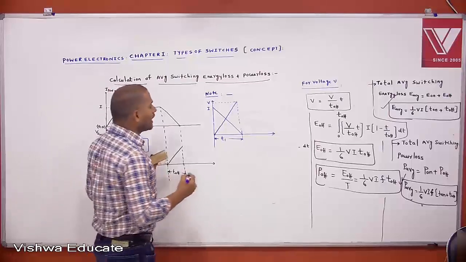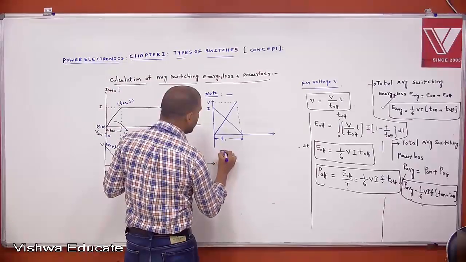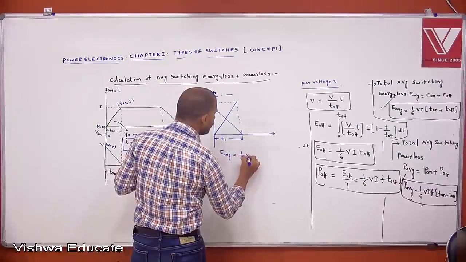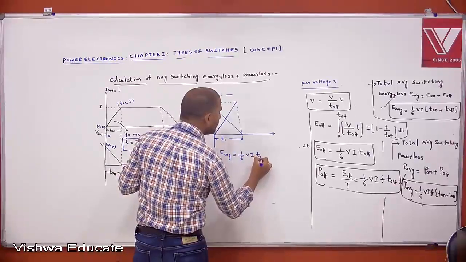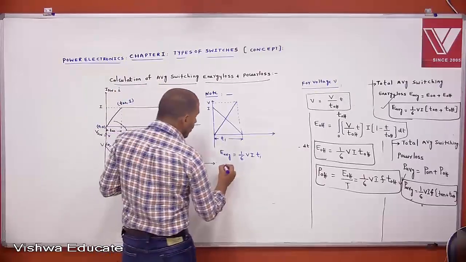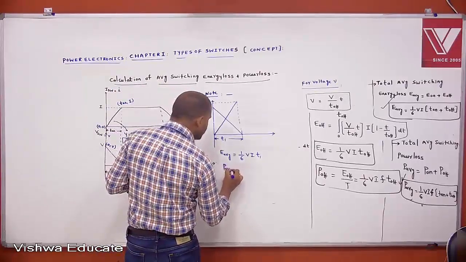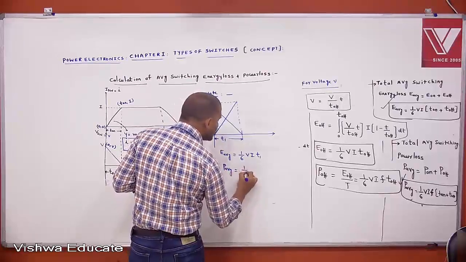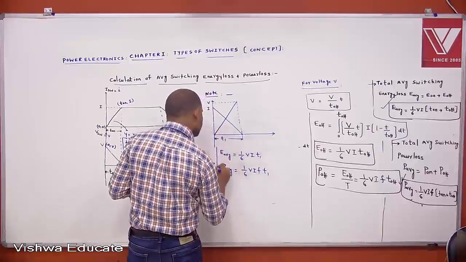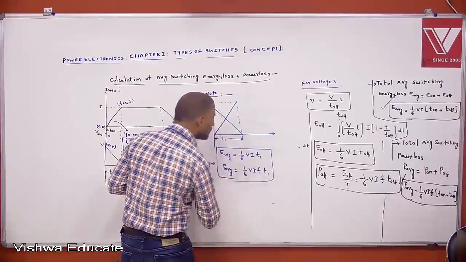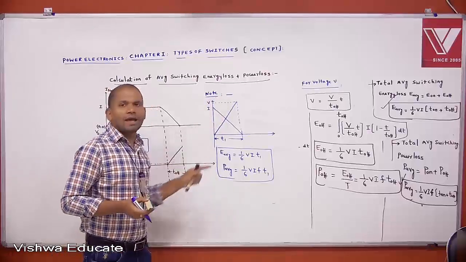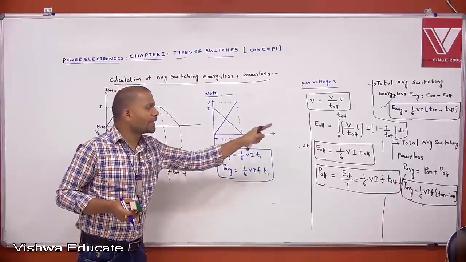For this type of characteristics, what is the total average energy loss? 1 by 6 Vi into T1. Directly write it, no need for all this derivation. What is the average power loss? In this case, 1 by 6 Vi F into T1. This formula you remember. Without any derivation, for this type of characteristics, these formulas are applicable.